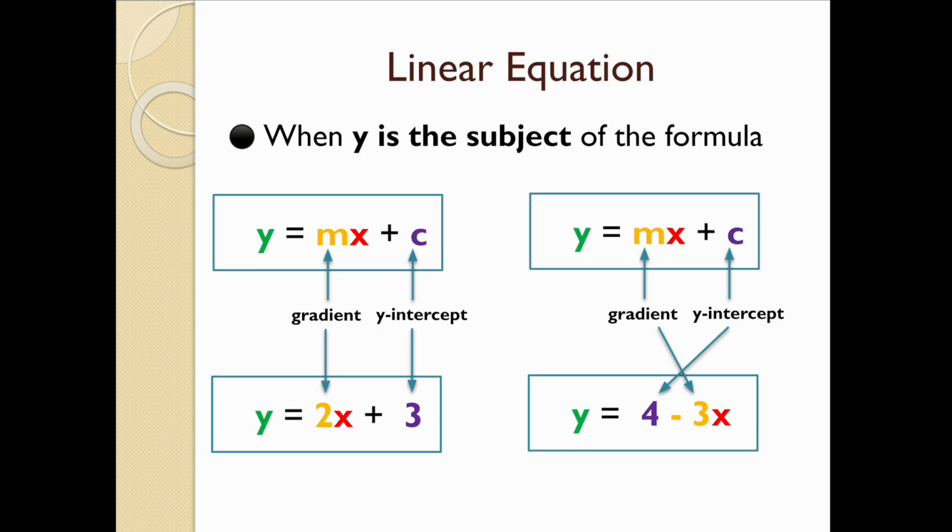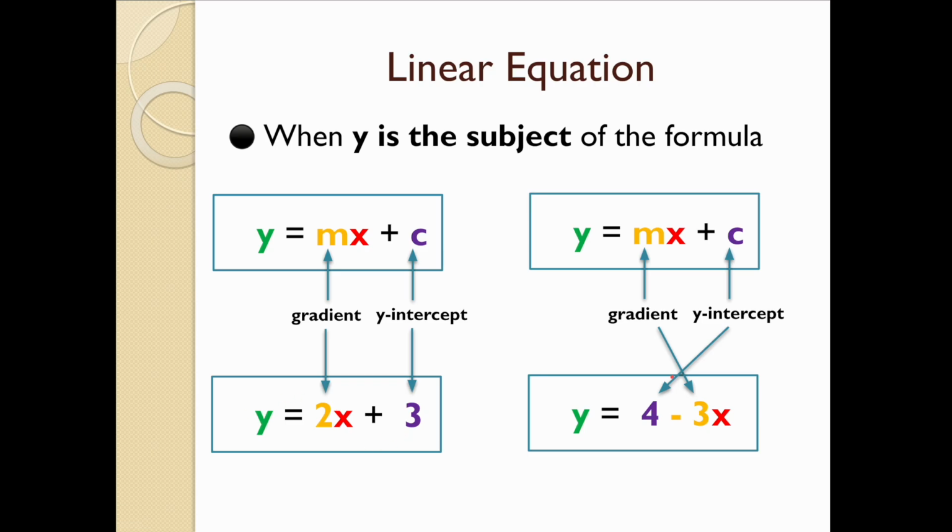Remember, this only applies when y is the subject of the formula. So if I put a 4 here, I cannot say that 2 is the gradient. In the future, we're going to learn what to do in a case like that. We will divide by 4 because it's being multiplied by 4. You divide both sides by 4 to keep it equal, and then you will be able to do it. But that was just to show you that it only applies when y is the subject of the formula.